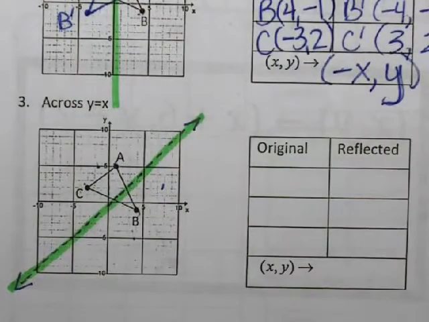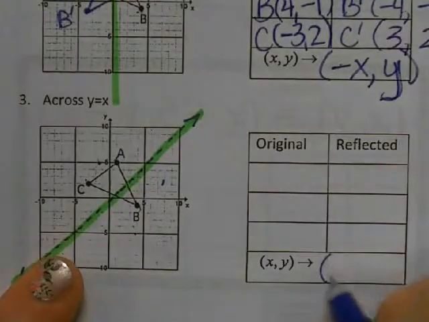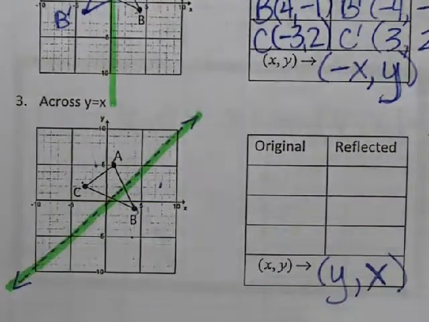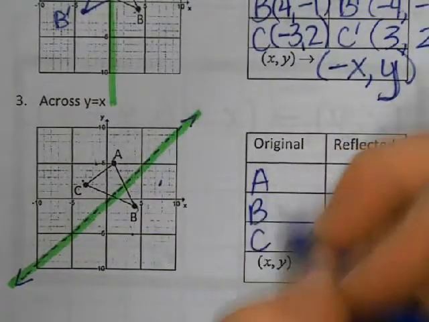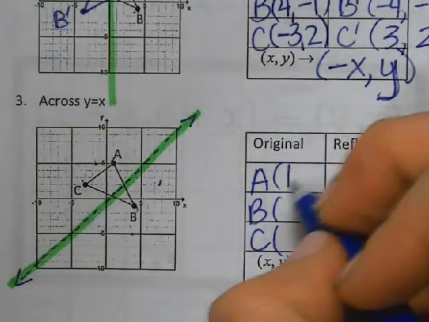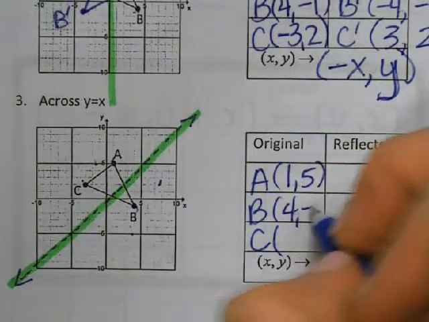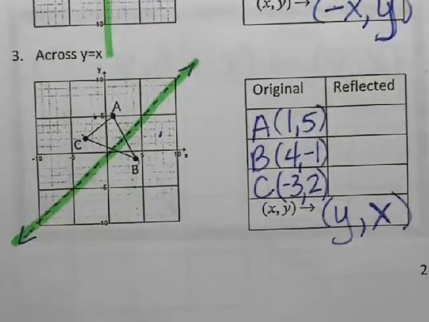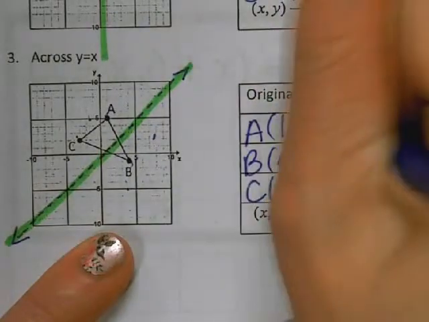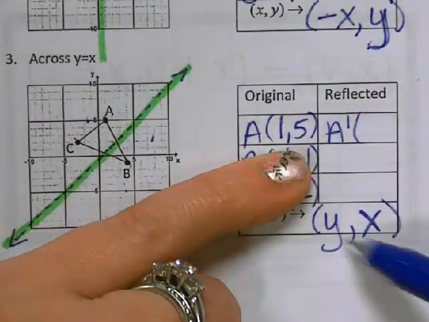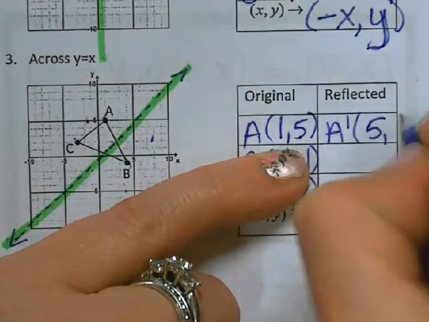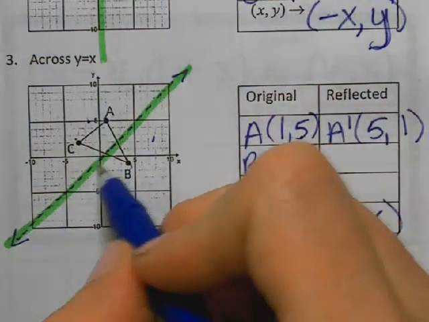So, let me just tell you what the rule is for this. The rule is switch your y and your x. That's the rule. So it's still the same original A, B, and C, which are at 1, 5, 4, negative 1, and negative 3, 2. But reflected over the line y equals x, my A prime is going to flip. We're going to change our y and our x. So it's now going to be 5, 1. And I'm going to graph that. 5, 1. There's A prime.